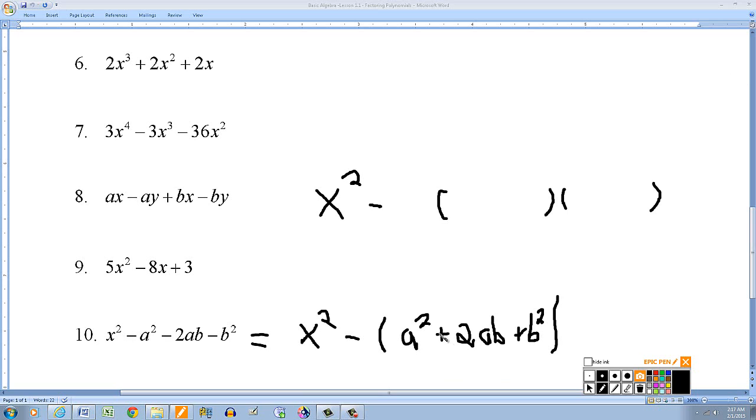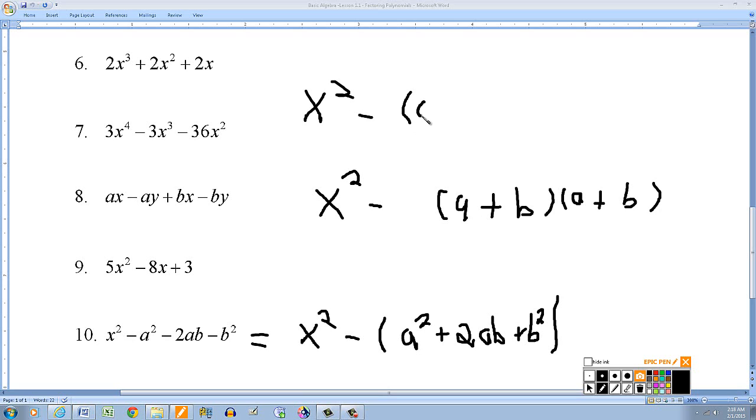The only factors of a squared are a and a. So the only option I have is that this has to be a and this has to be a. The only factors for b squared are b and b, so this has to be b and this has to be b. Let me just rewrite this for you then. But (a plus b) times (a plus b) is the same thing as (a plus b) squared.